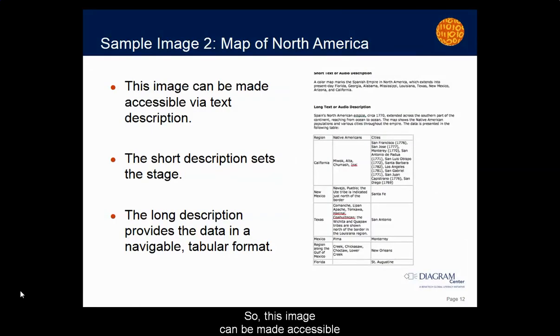So this image can be made accessible via text description, short and long descriptive text, which are shown on this slide. They're kind of small, and you can't see them very well, but they're here. The short description describes the very first level of instructional meaning, which in this case is simply the location of the border. It also is really important because it lets students decide if they even want to go further into the image. And then the long description puts all the data into a navigable table. Now let's move on to image three.